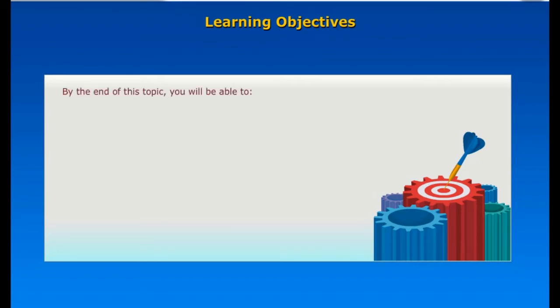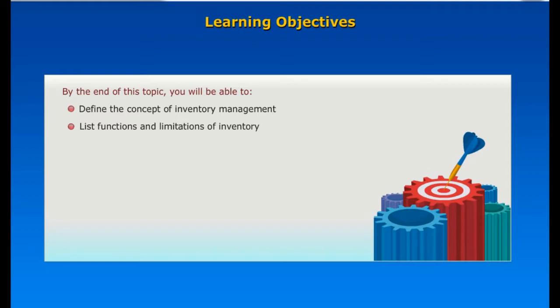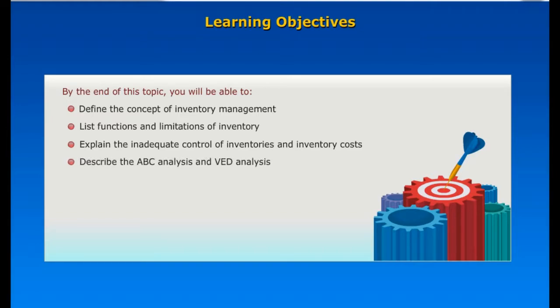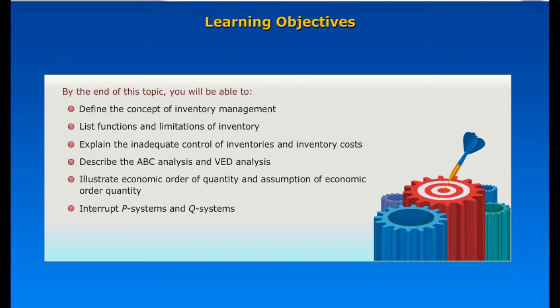Learning objectives. By the end of this topic, you will be able to define the concept of inventory management, list functions and limitations of inventory, explain the inadequate control of inventories and inventory costs, describe the ABC analysis and VED analysis, illustrate economic order quantity and the assumptions of economic order quantity, and interpret P systems and Q systems.